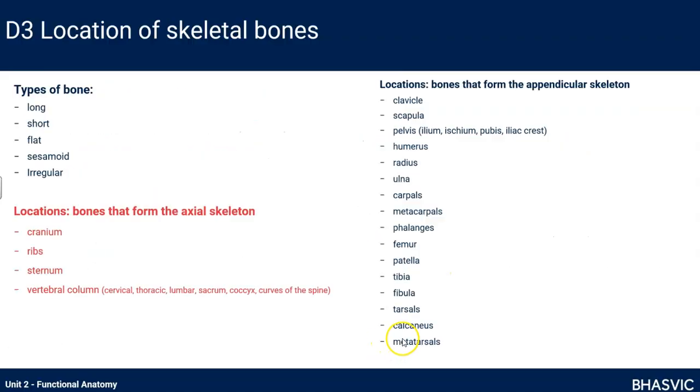So we've covered there the bones that make up or that form the axial skeleton, the cranium, the ribs, the sternum, thorax, that is the thoracic cavity, and the vertebral column. And you need to know all those sections of the vertebral column.